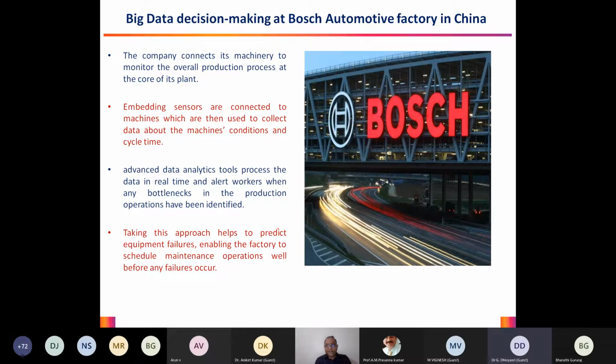What Bosch has done is, in its core plant process, they have connected all these machines to sensors so that they always keep looking into these machineries. They try to identify how the machines are working, and check the health of the machinery. Then they try to understand whether the machine is able to sustain for a longer duration, or whether some kind of handling or servicing is required. Big data is involved in this.